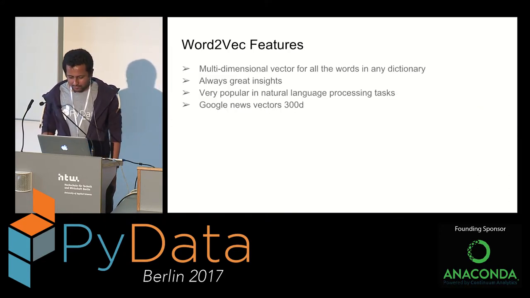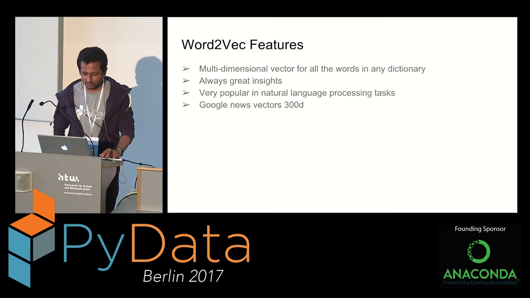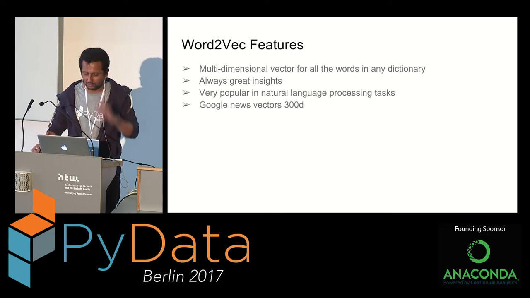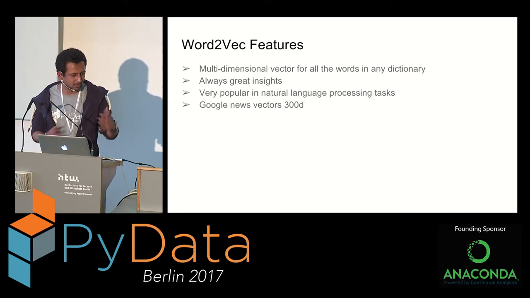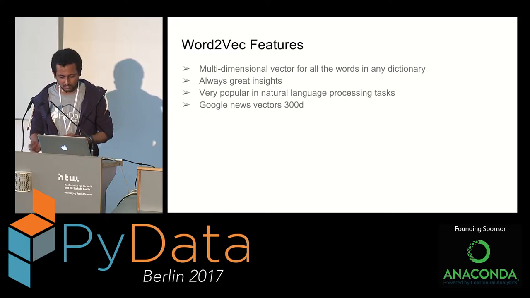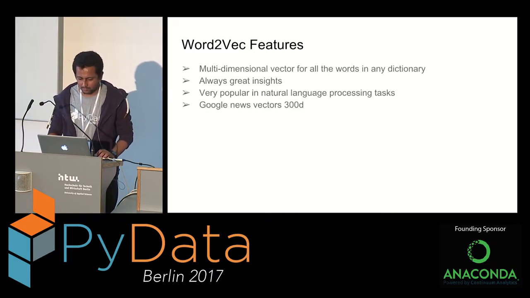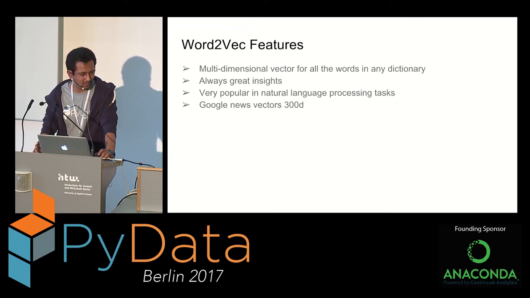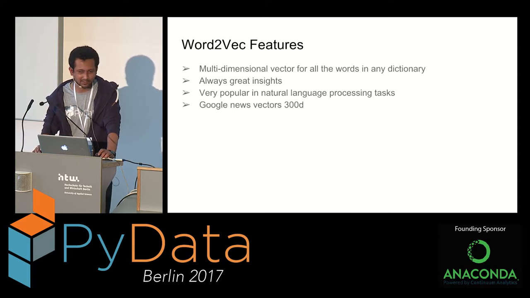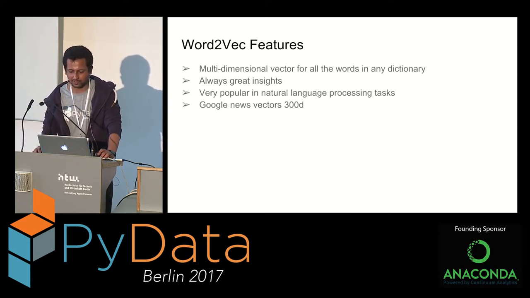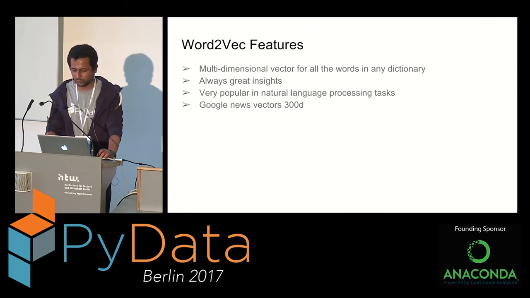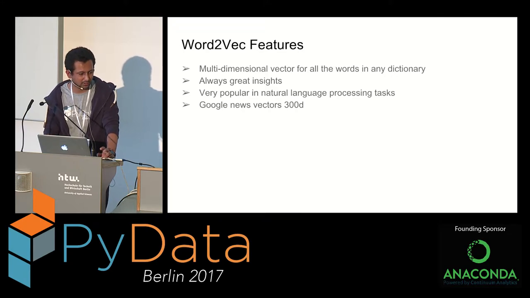After this, we have some good features, like word2vec features. Everybody knows word2vec is a two-layered neural network that takes a text corpus as input and returns a vector for every word in that corpus. The words which have similar meaning cluster together. They're always close to each other, and it has always provided great insights and has been extensively used in NLP tasks these days. I use the word2vec trained on the Google News corpus, 300 dimensions.